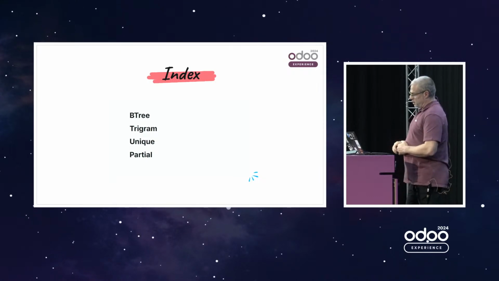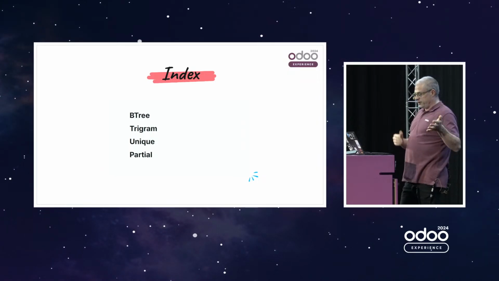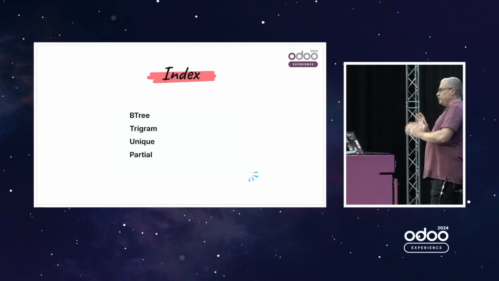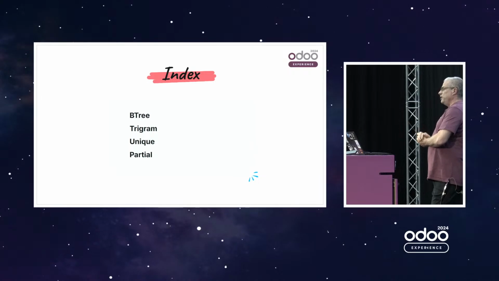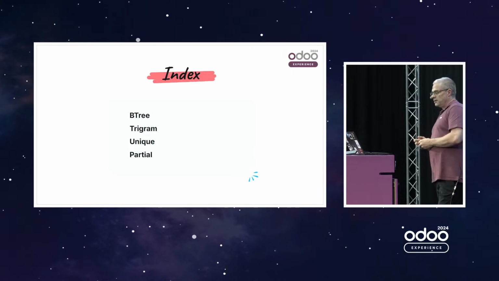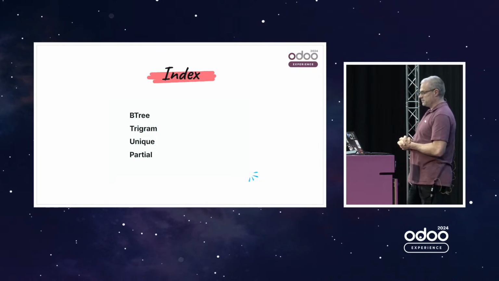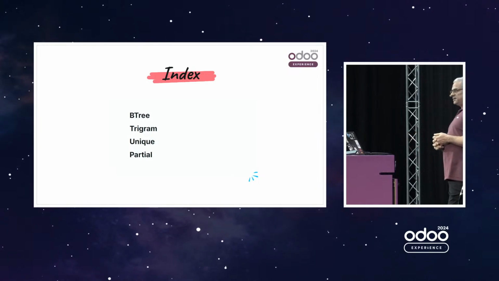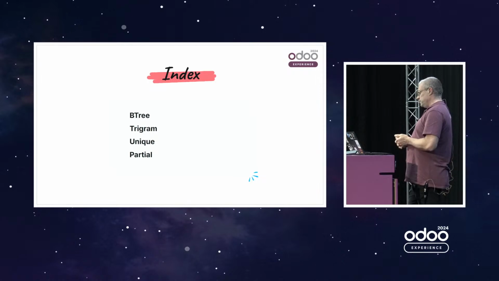We use unique index in PostgreSQL for now because in PostgreSQL the unique constraints are implemented by a unique index. So if you want a unique constraint in PostgreSQL, you just have to define a unique index. And we also use partial indexes.